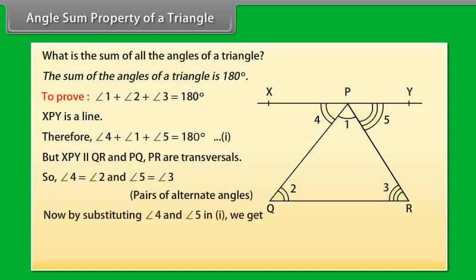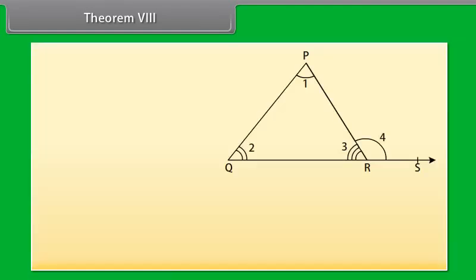Let us prove this statement using the axioms and theorems related to parallel lines. Property is, the sum of the angles of a triangle is 180 degree. We are given a triangle PQR, and angle 1, angle 2 and angle 3 are the angles of triangle PQR. We need to prove that angle 1 plus angle 2 plus angle 3 is equal to 180 degree. Let us draw a line XPY parallel to QR through the opposite vertex P. Now XPY is a line, therefore angle 4 plus angle 1 plus angle 5 is equal to 180 degree.